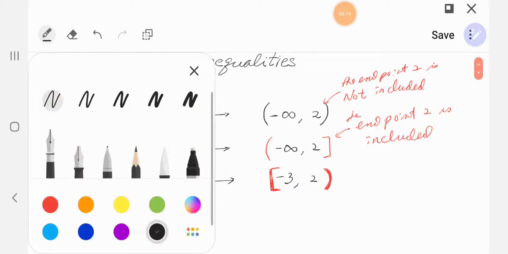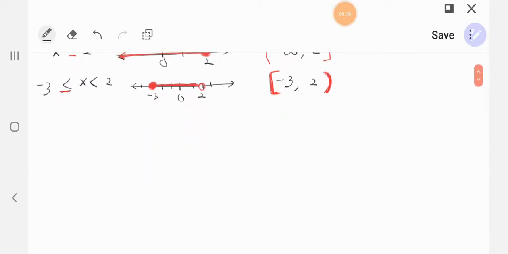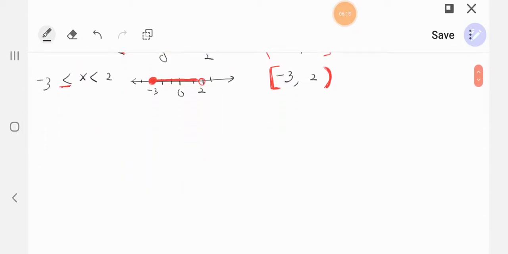Example 1. Okay, example 1 is the graph. Use the graph. I think we can skip this one. Okay, that's okay. Example 1. Let's graph x is less than 3.